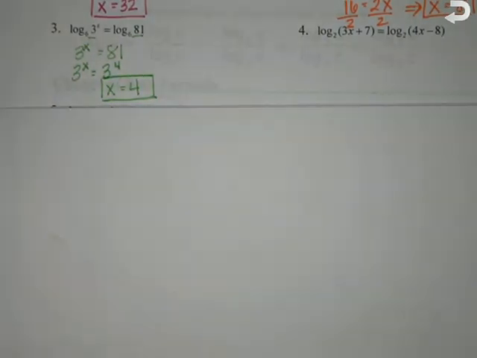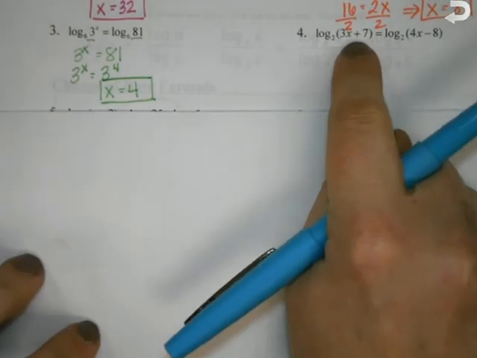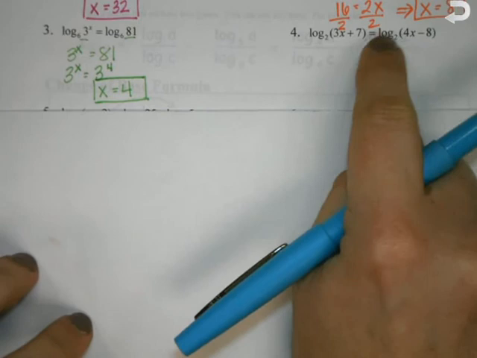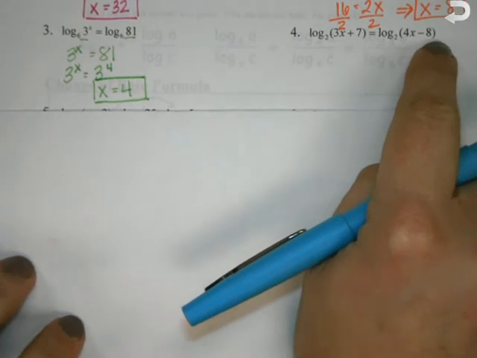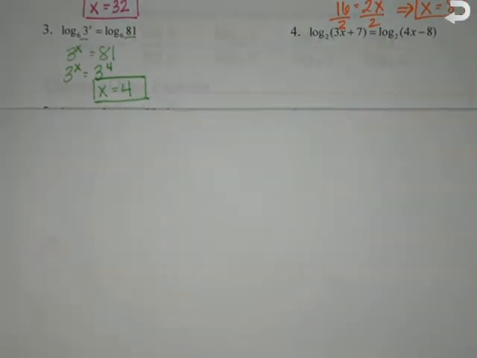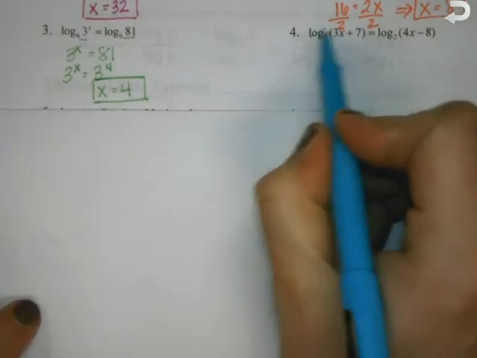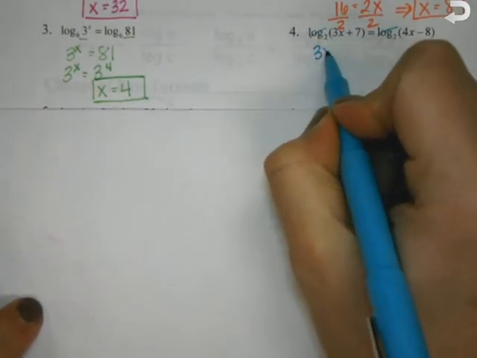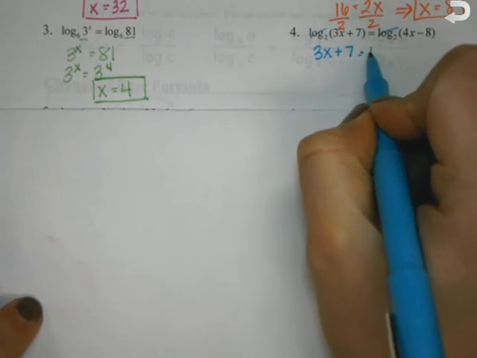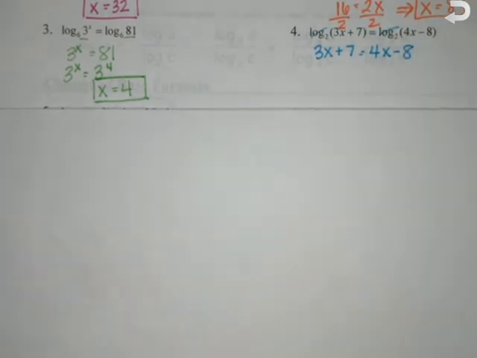Okay, number 4. I have log base 2 of 3x plus 7 equals log base 2 of 4x minus 8. Do I need to condense it at all? No. But do I have the same bases? Yes. So I can drop those bases. So I'm left with just 3x plus 7 equals 4x minus 8. Let's get all the x's on one side and all the numbers on the other. So what do you guys want to do first?